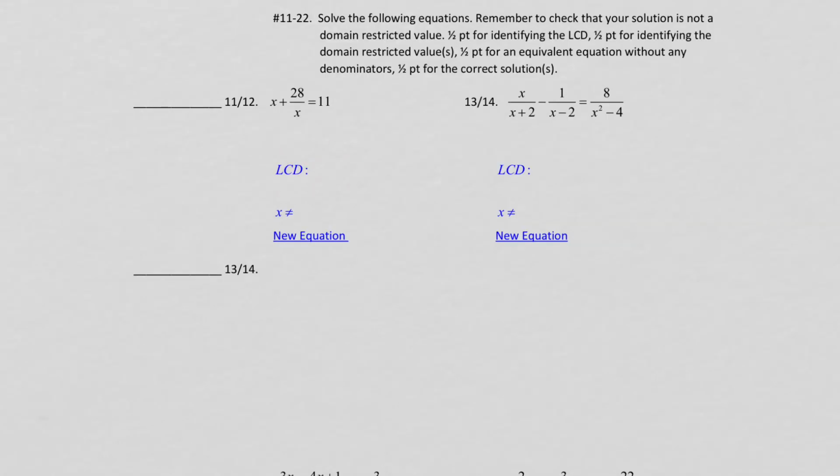Okay, the first step is finding the LCD. Well, the only denominator is x, so that's got to be the common denominator. And that tells us that x cannot be equal to 0. So the new equation is taking this denominator and multiplying it by each of these. So in other words, I multiply it by this and I get x squared. I multiply x by this and the x's cancel and I have plus 28. And I multiply this by this and we get 11x. So this is an equivalent equation, but there's no fractions now.